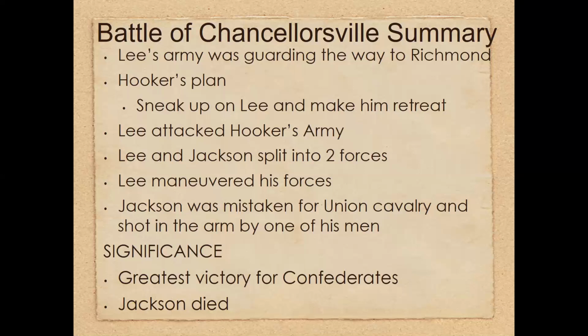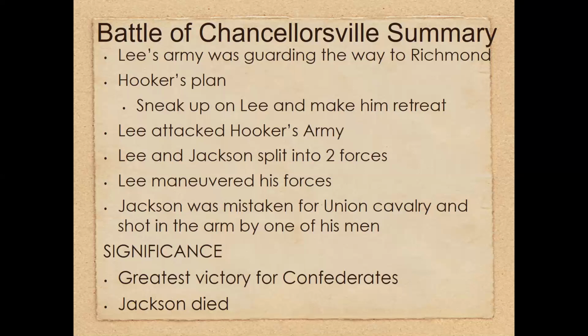One of his troops, his own troops, thought he was Union cavalry sneaking up on the camp and shot him in the arm. Imagine being that guy, right? Shooting your own boss in the arm. It was really bad. So poor Jackson had to do what all the other soldiers had to do. He had his arm amputated, and the surgery was considered a success, but unfortunately he contracted pneumonia while he was recovering and he died. It was bad.